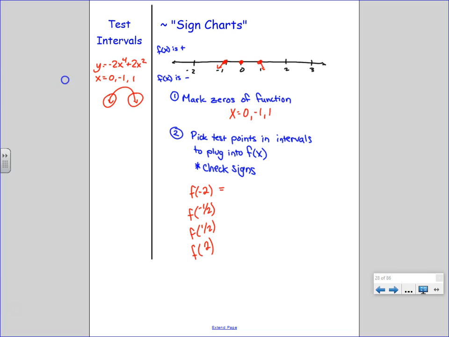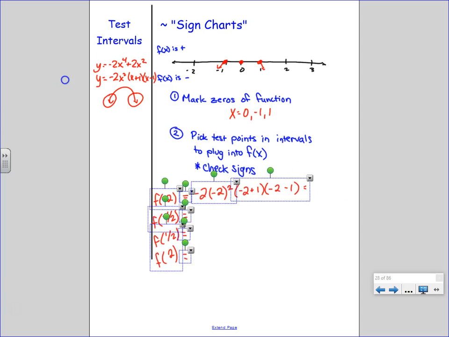Now, what do we do when we are plugging in? Well, go to the original function and plug in. But what's going to be easier to plug into? This thing? Or this thing? I think the factored one. Who wants to raise negative 1 half to the 4th power? Not me. So if I were you, I would plug into the factored one. Technically, they both should be the same thing. Plug in the negative 2x squared times x plus 1, x minus 1.